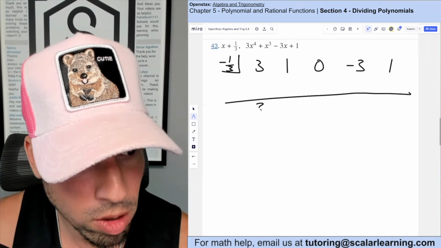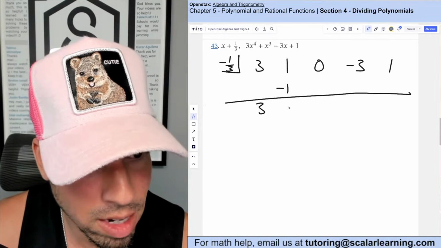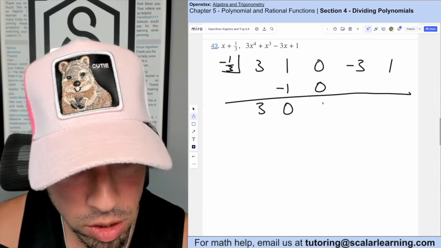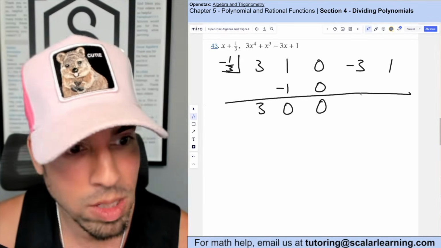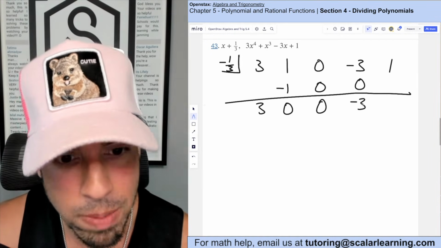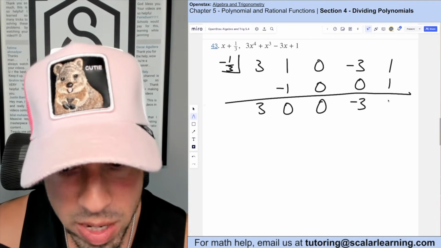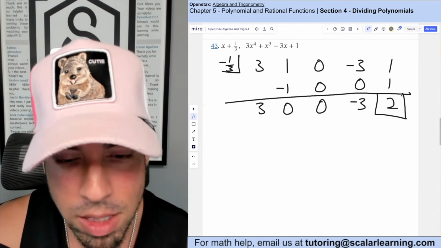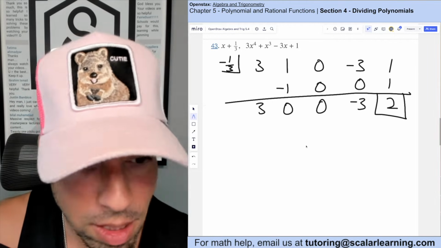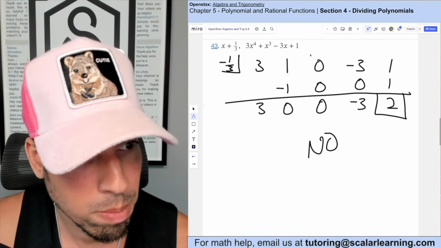So as we drop the 3, 3 times negative 1/3 is negative 1. Then we add these and we get a 0. 0 times negative 1/3 is 0. Add 0 and 0, we get 0. 0 times negative 1/3 is 0, plus negative 3 is just negative 3. And then we have negative 3 times negative 1/3, which is positive 1, and we get 2. This means that we do have a remainder. It's not a remainder of 0, which means this binomial is not a factor of the big polynomial.